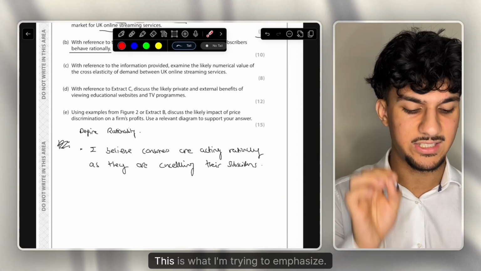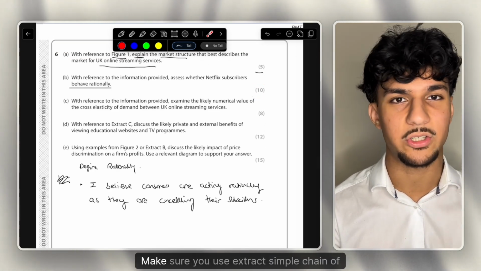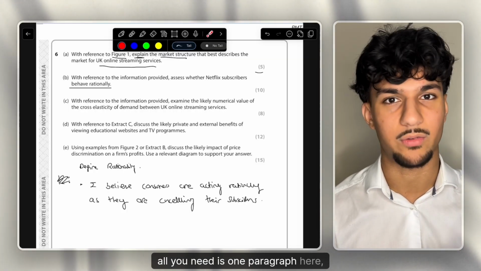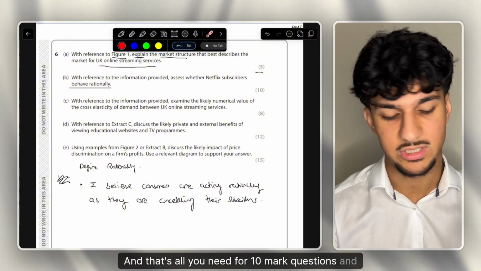And this is what I'm trying to emphasise. This is how simple it is to score 10 marks on these questions. Just make sure you use the extract, simple chains of analysis, and all you need is 1 paragraph here, 1 to 2 evaluation points, and that is it. And that's all you need for 10 mark questions, and move on.